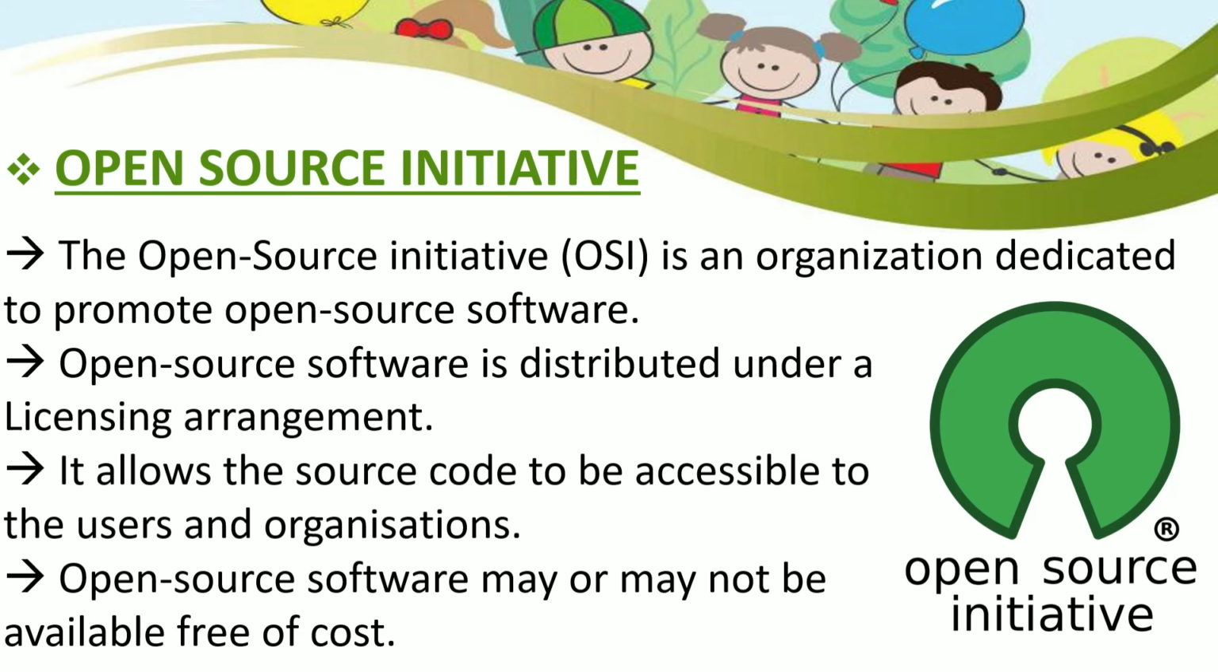Open Source Initiative. The Open Source Initiative, OSI, is an organization dedicated to promote open source software. This organization is distributed under a licensing arrangement. So students, what is the purpose of this organization? It allows the source code to be accessible to the users and organizations. It means anyone can use or customize those softwares as per their need. Open source software may or may not be available free of cost.